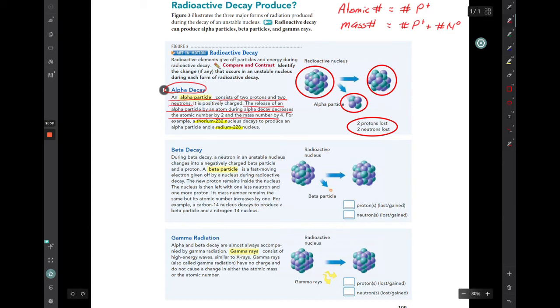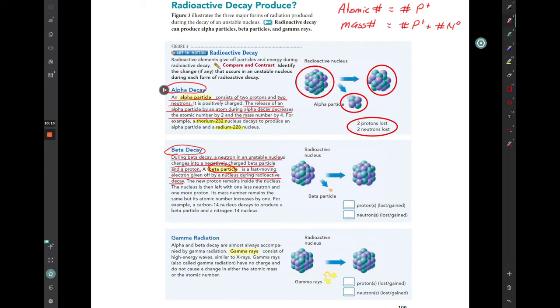The next type of decay that we're going to look at is called beta decay. So during beta decay, a neutron in an unstable nucleus changes into a negatively charged beta particle and a proton. So instead of giving off the protons and the neutrons here, it changes into a negatively charged particle and a proton. So a beta particle is a fast-moving electron given off by a nucleus during radioactive decay.